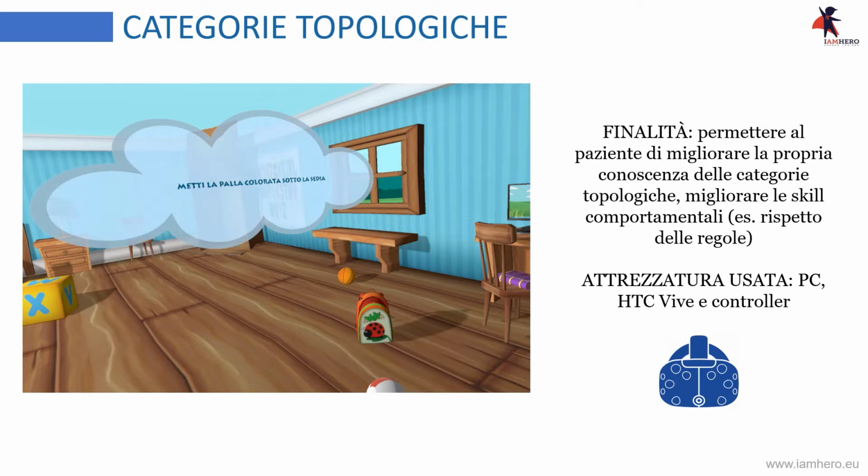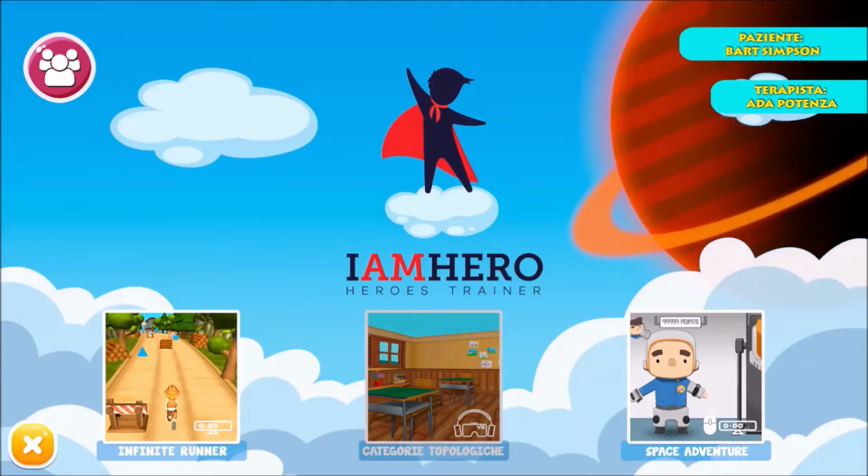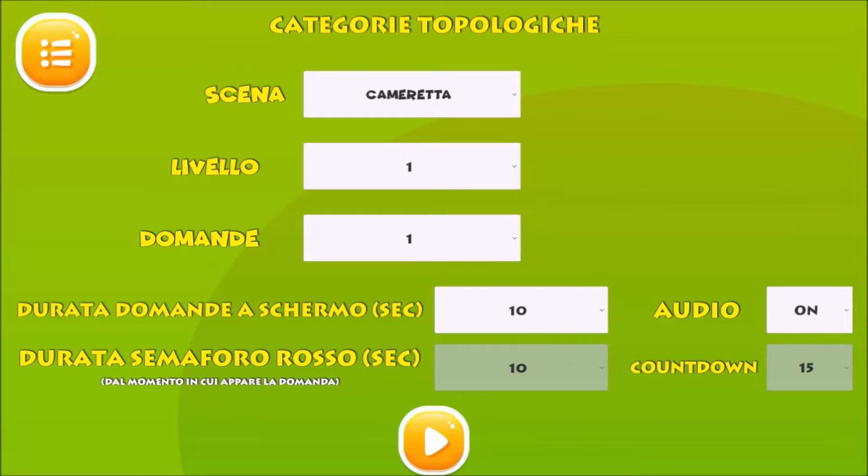Remember, before starting the game, make sure that the equipment and its software are running. The game has 3 different locations: a bedroom, a garden, and a classroom, with 6 levels of increasing difficulties in which it is possible to train at first single topological category and then more topological categories combined with attentive functions such as planning ability, the attention span, focus, memory, and waiting ability.